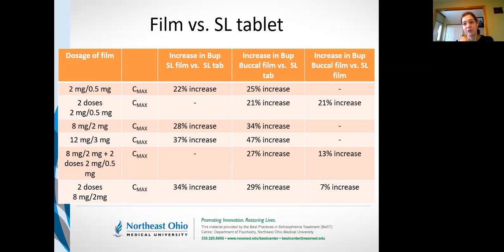And we see that even more exaggerated and consistent with the buccal film, achieving higher concentrations compared to the sublingual tablets. When looking at the films together, the buccal film does have a little bit of a higher maximum concentration, especially at some of those higher doses compared to the sublingual film. So in patients who really need a higher dose or a higher concentration in order to control their symptoms, that seems to be a little bit more advantageous.